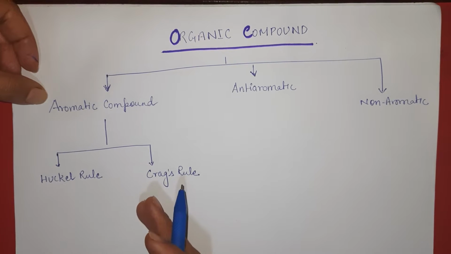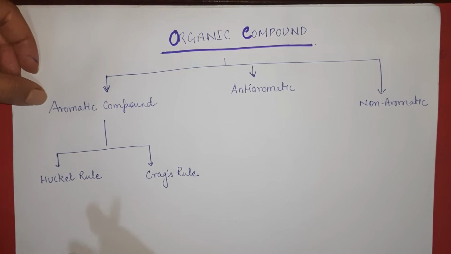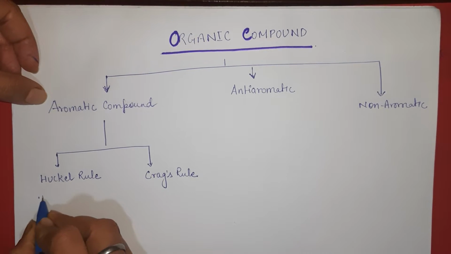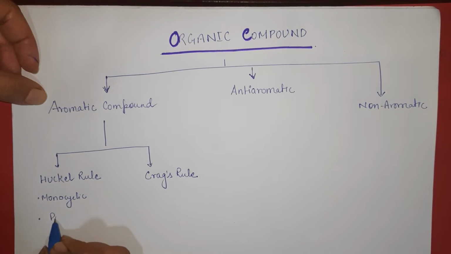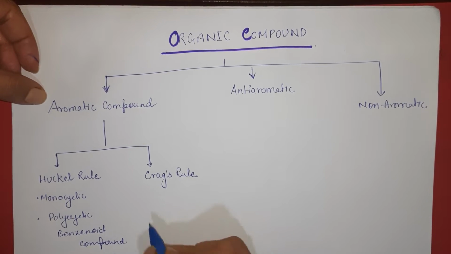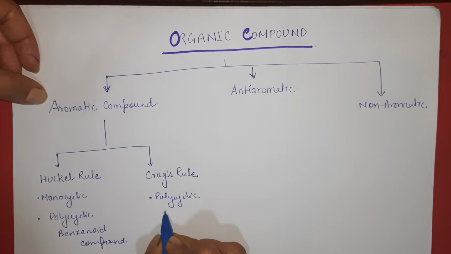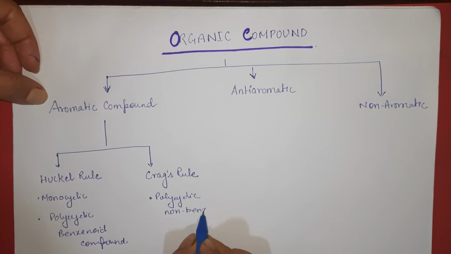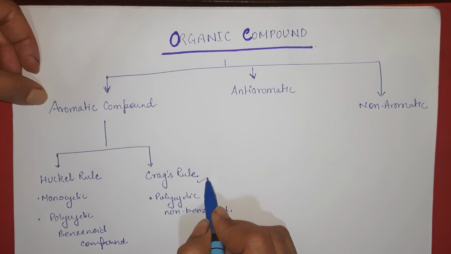Aromaticity of organic compounds. If a compound is aromatic, it should follow Huckel rule if it is monocyclic or polycyclic benzenoid, and if it is polycyclic non-benzenoid, then it should follow Craig's rule.